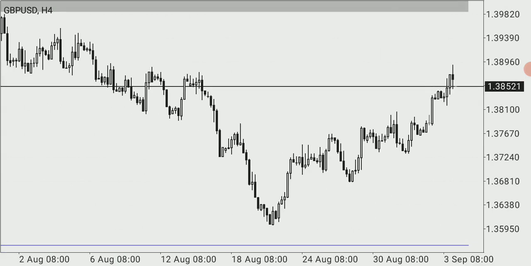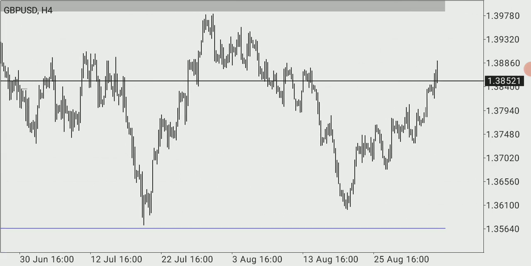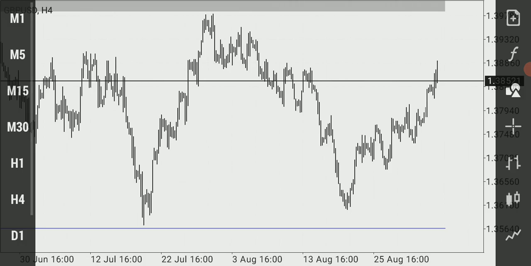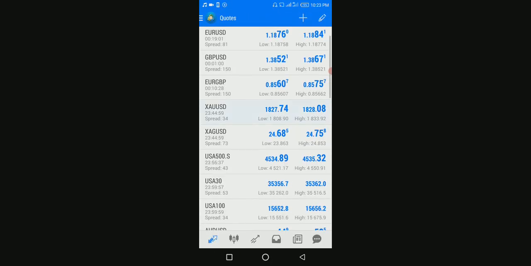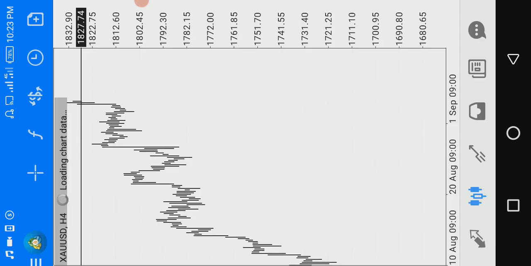So I'll be bullish on this as well. Okay, and next let's look at gold. What can we see on gold?